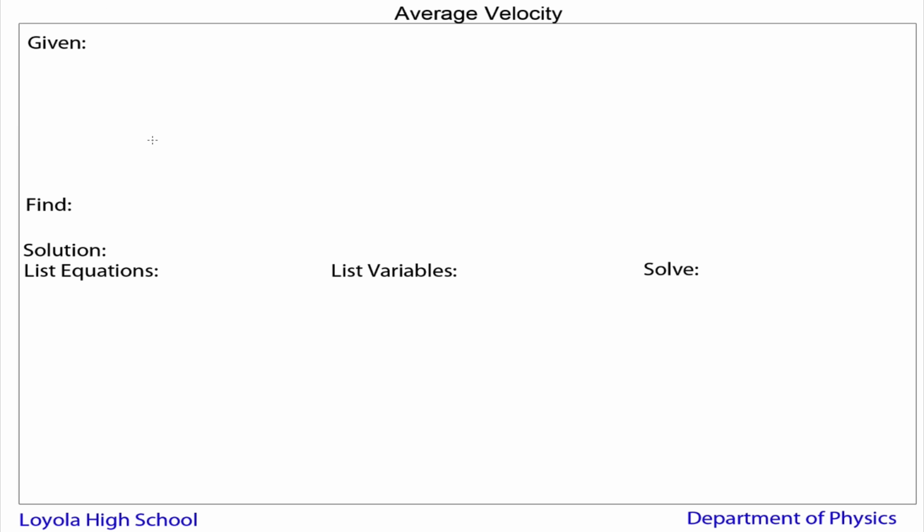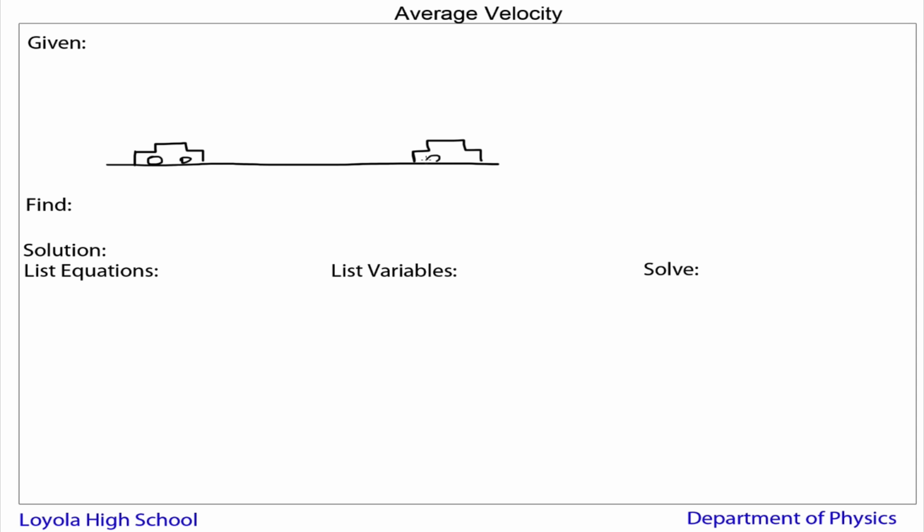In this video, I'm going to demonstrate the quantitative problem-solving process using an average velocity type problem. The example here I'm going to use is a car traveling along a straight, level stretch of ground. So I've got my car here at the beginning point, and I've got my car down the road here somewhere.